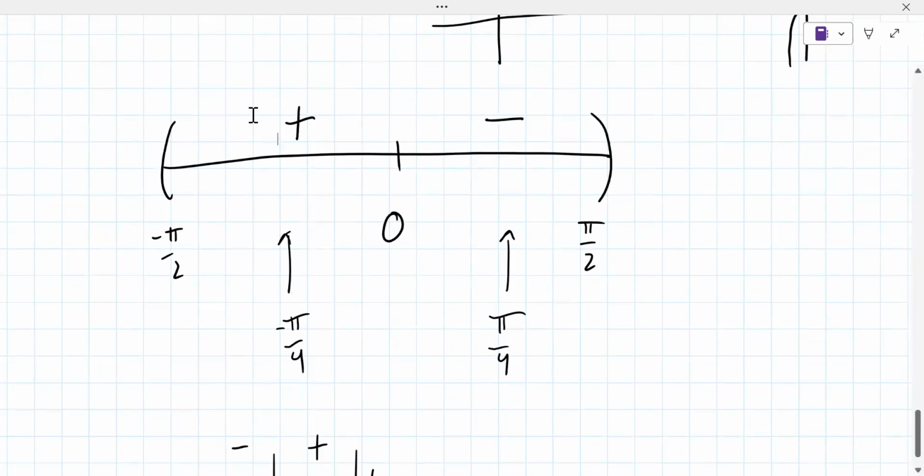So there you have it. It's concave up here, concave down here. Okay, perfect.